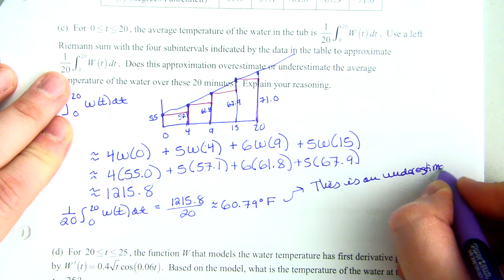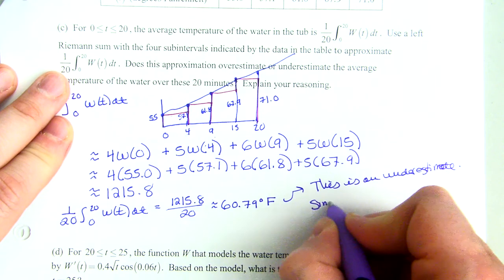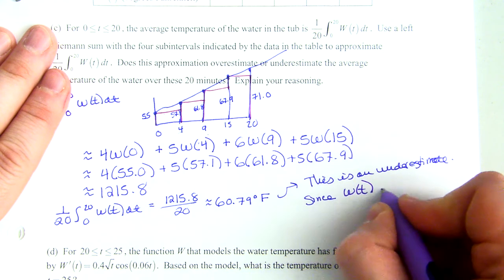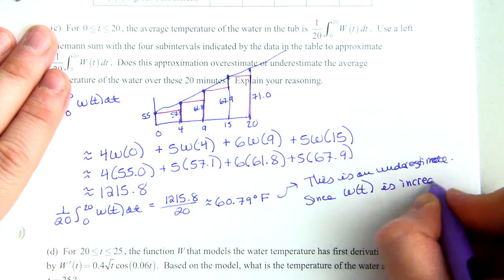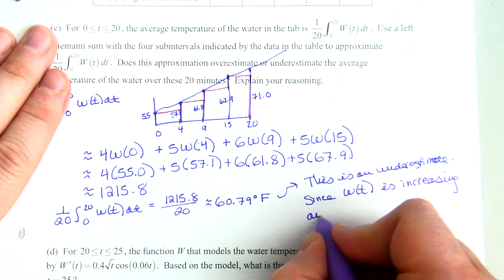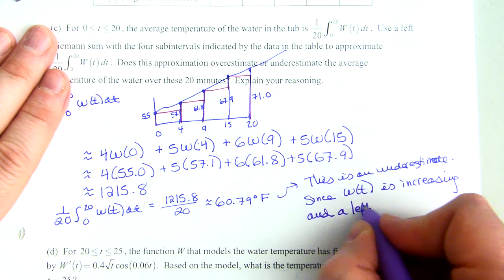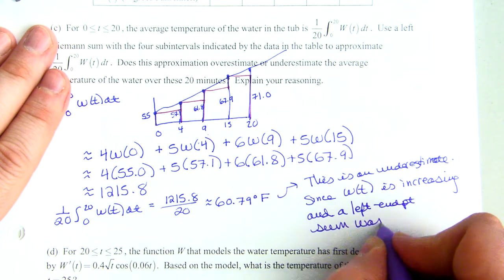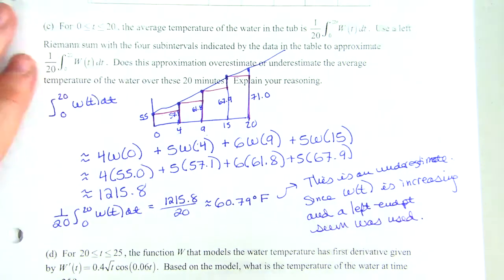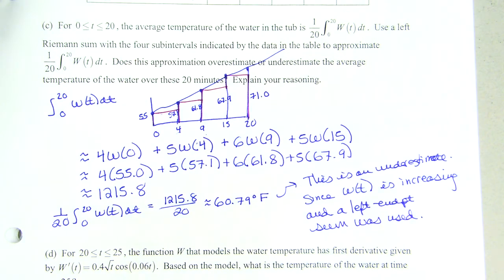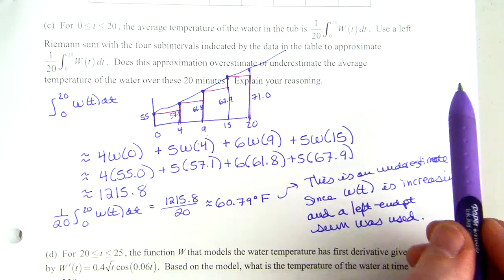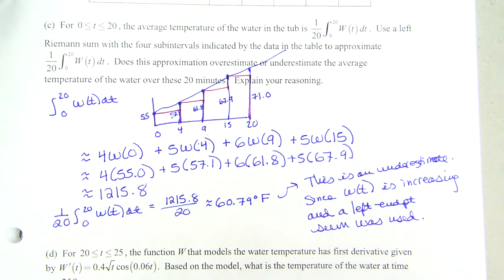And then we're asked to justify our answer. Why is this an underestimate? There are 2 pieces you need in your justification. Since w of t is increasing, and a left endpoint sum was used. This is in your AP review packet on the overestimate, underestimate page. This is nothing I would memorize. I would always draw out a picture. I've got something increasing. I'm using left endpoint sum. Oh, since I'm increasing and using a left endpoint sum, that is an underestimate.